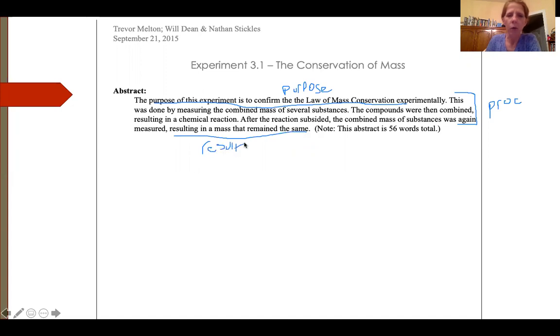So in a nutshell, I want an overview of the purpose, an overview of the procedure, and an overview of the results. You don't need to count words in your abstract, but I'm just telling you, this particular abstract was 56 words long. So you can see that in several sentences you can easily get all the information that you need in 120 words or less. That is an example of an abstract.